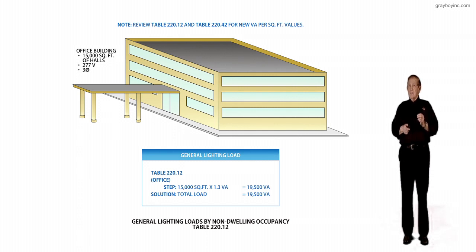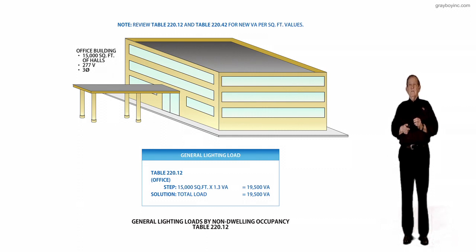But notice the table reads now and tells us that you don't have to put the 125% on there. That's just a design criterion that the designer uses. You could consider 19,500 the final calculation. So you can see that that's a big change.